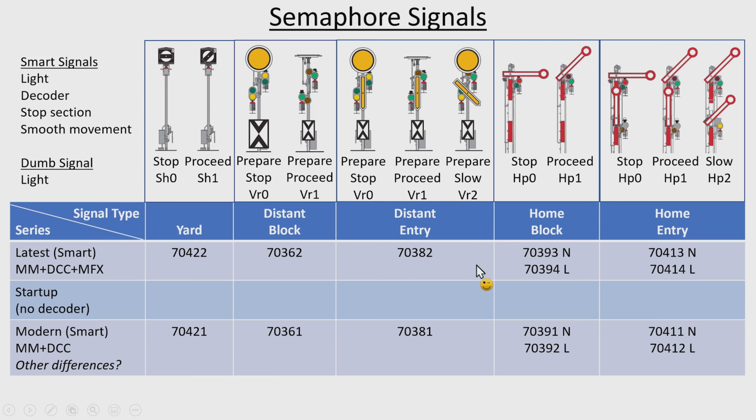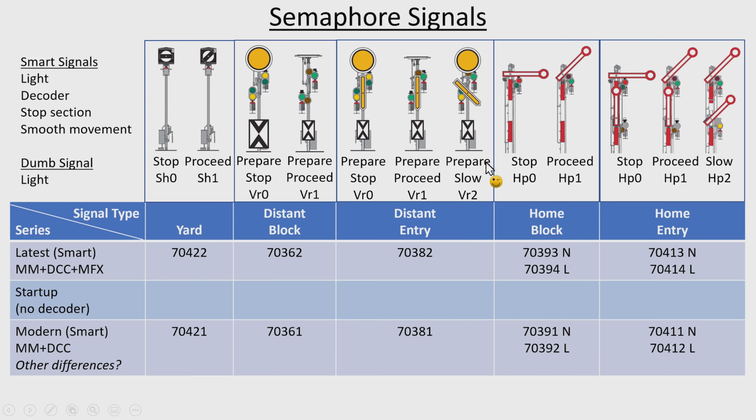You also have the distant light, semaphore light, in another variant that's more the distant entry one that would match with the home entry light. The big difference between the distant block signal and the distant entry signal is it has the possibility to show slow. So it has again prepare to stop with the visible discs with lights on as well. It has prepare to proceed with a disc that's horizontal, so you don't see the disc but lights green.